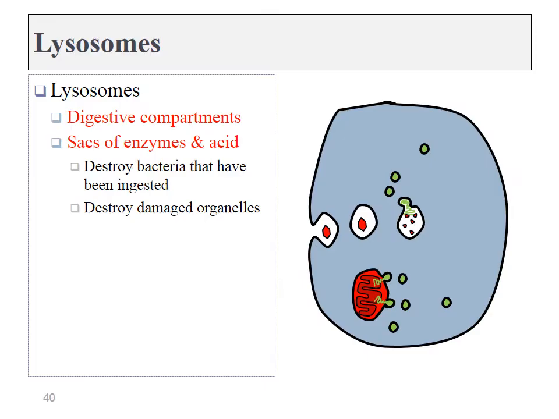Next up are lysosomes. These are small vesicles full of acids and digestive enzymes that are capable of destroying materials that have been endocytosed by the cell or digesting and recycling old organelles.